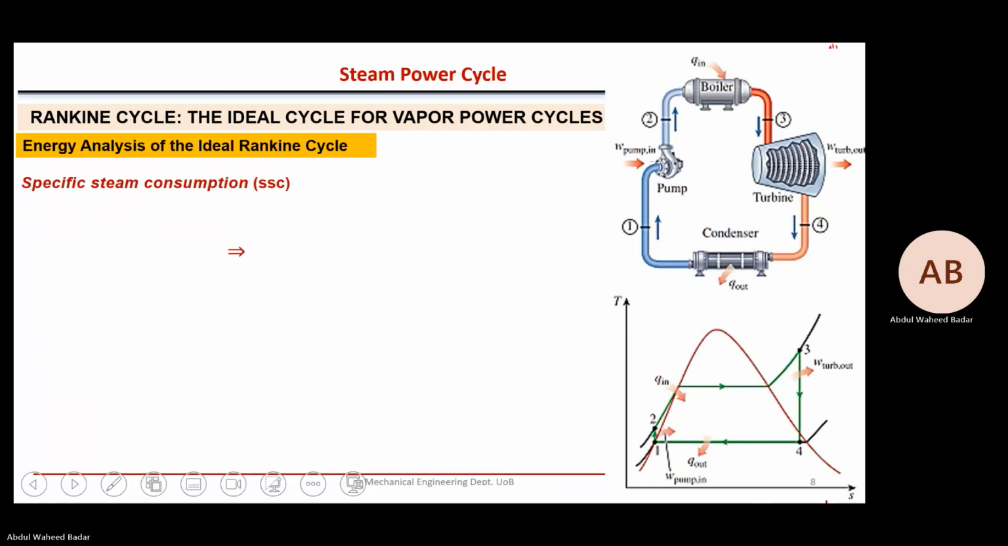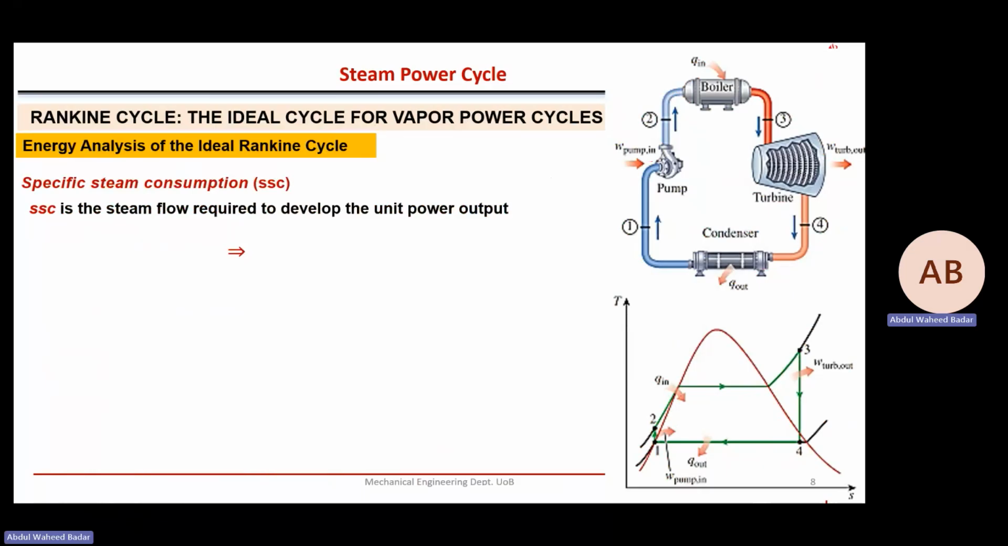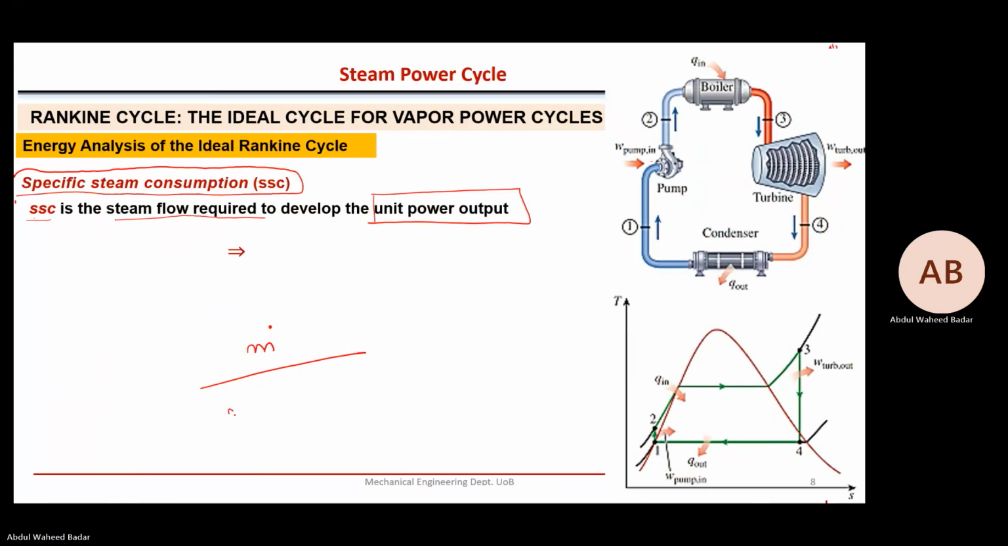Let's move on. There is another term which is used in the analysis of this steam power cycle, specific steam consumption, SSC. This is what we never discussed before. SSC is the steam flow required to develop the unit power output. So steam flow required to develop unit power output. M dot, what is the power output?